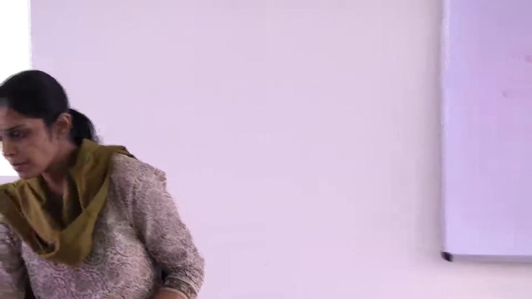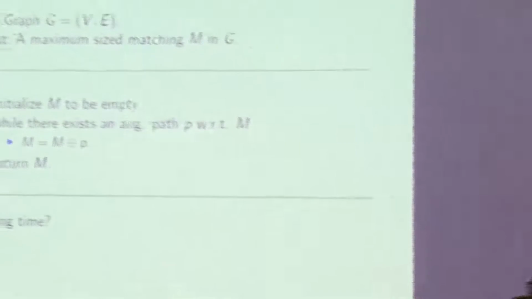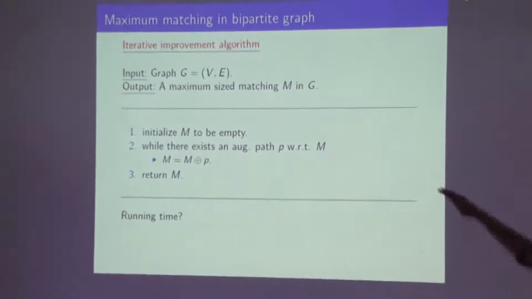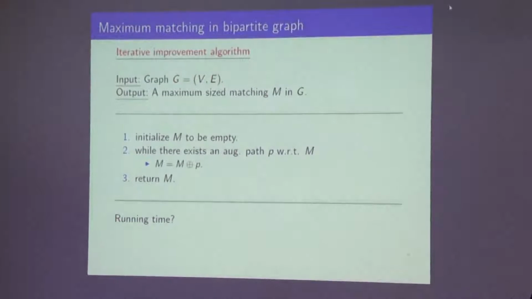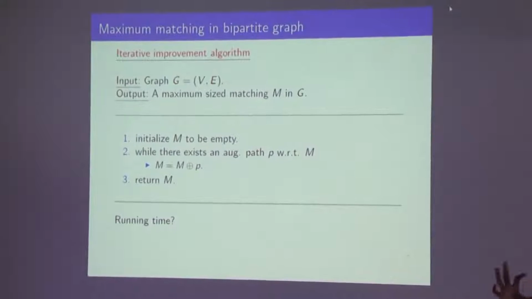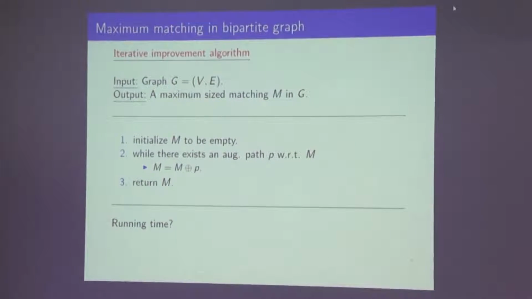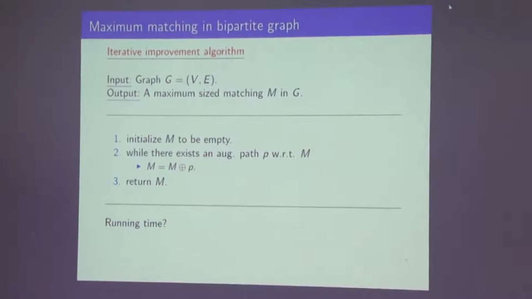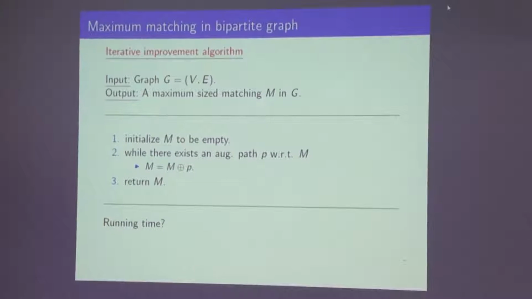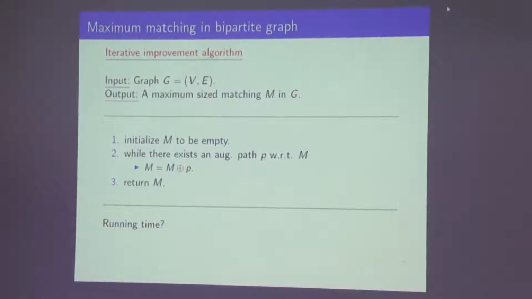But now, initializing M to be empty is a constant time operation. So now this while there exists an augmenting path, how many iterations do we do, and how long does each iteration take? This is the question we need to answer. How long does each iteration take? You are going to form this reachability graph, ask a reachability question, and then answer it, and then do this XOR. So these are the three steps that you will do.